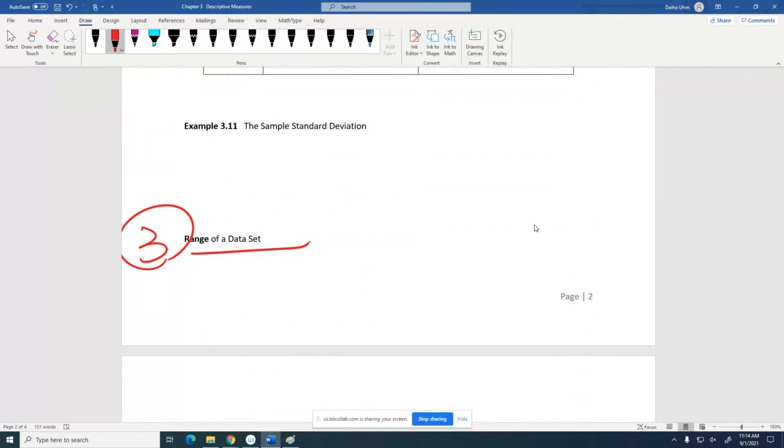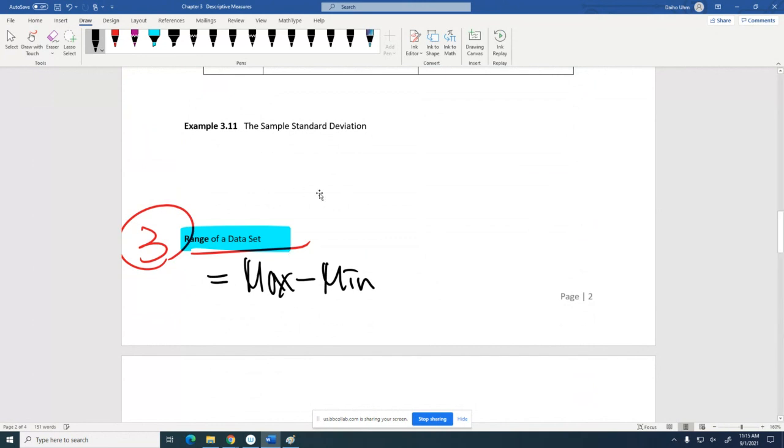Before, we had 3 statistics for the center, the measure of the center: mean, average, median, and mode. Today, we have another 3 statistics for the measure of the variation: standard deviation, variance, and the range. And 3 and 3. Let me discuss range first, because it is the simplest one. It can be defined as the maximum minus the minimum.